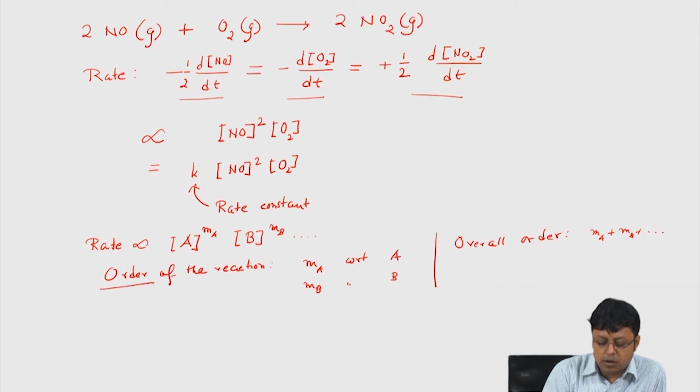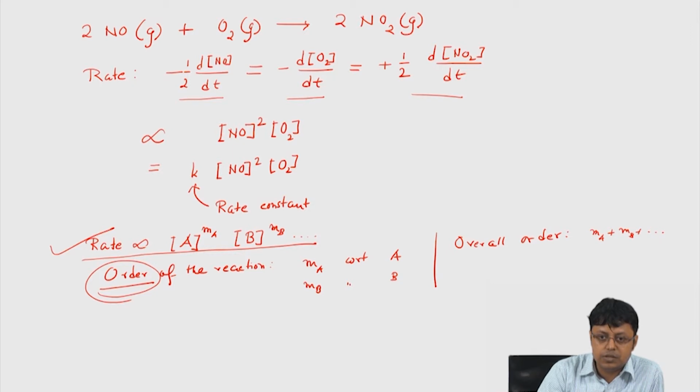But remember that the order of the reaction has a meaning only when we can express the rate like this. But again remember that this expression we can only get from experiments. This has nothing to do with theory, it is an experimentally determined quantity. And the order has a meaning only when the rate can be expressed in terms of some proportionality, it is proportional to the concentrations of the reactants, and then only the order has a meaning.